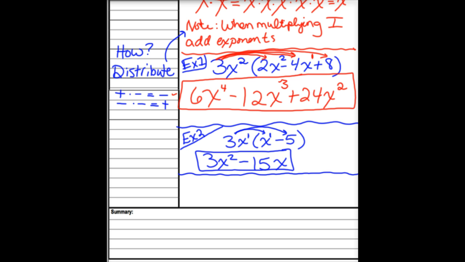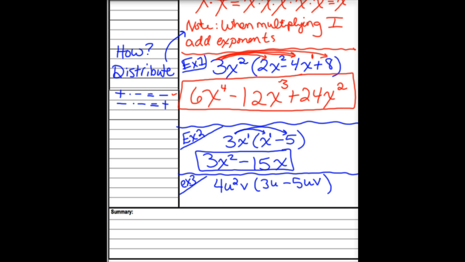For example 3, I'm going to put a couple variables on here. I'm going to do 4u squared v times 3u minus 5uv. All right, so let's go and write that down. I'll slow down a little bit.